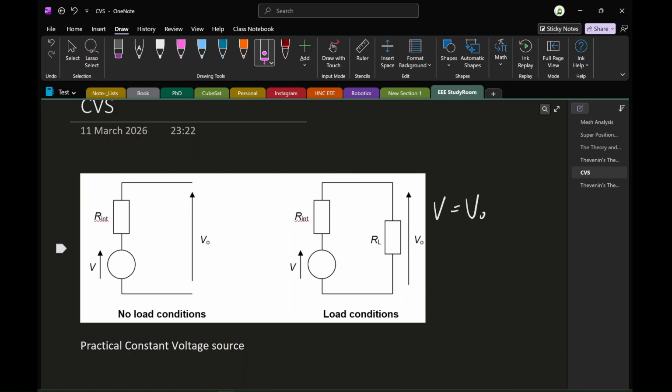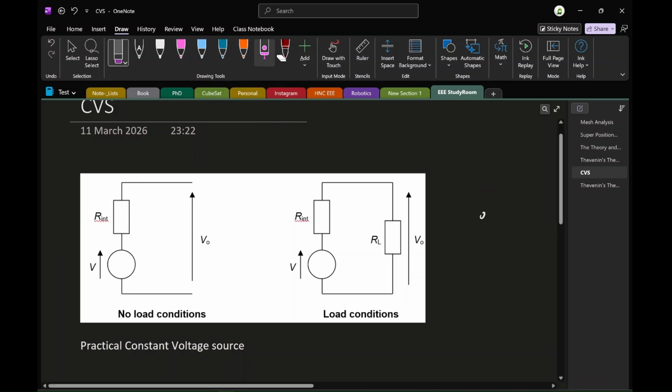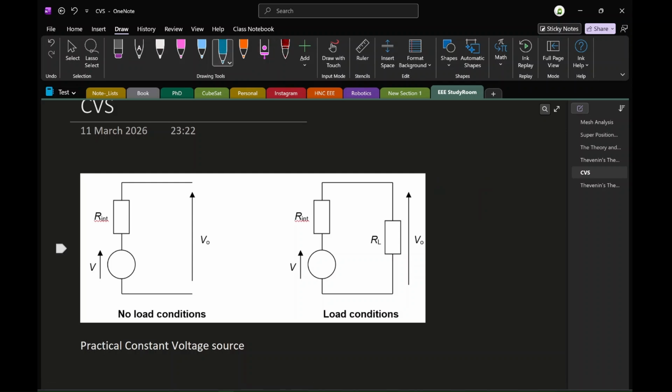So when a current flows, there must be a voltage drop across this internal resistance. Obviously there's going to be a voltage drop across RL, that's going to be the output voltage, V out, but there's also going to be a voltage drop across Rint. I'm going to move this over because it's maybe a wee bit confusing. So under no load conditions, you get V out equals V0.